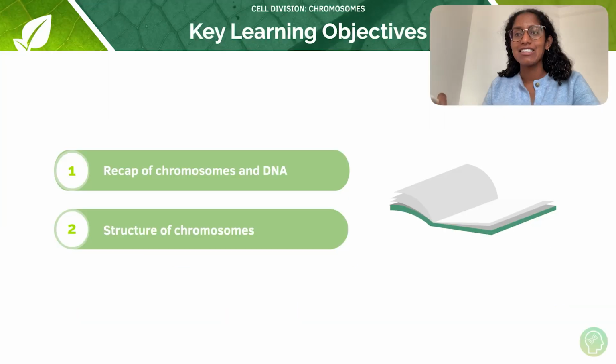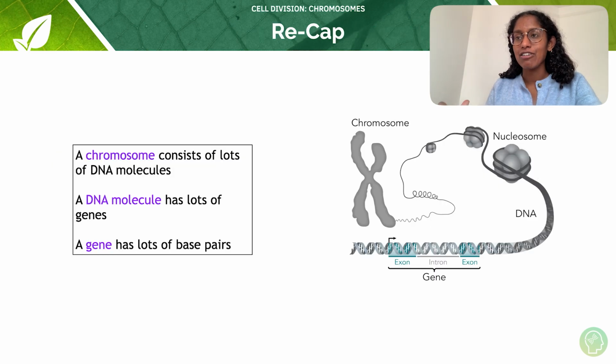Hello there and welcome to this Biology Mind A-Level tutorial on cell division, where we'll be having a look specifically at chromosomes. So our key learning objectives for today are number one, to have a recap of the definitions of chromosomes, genes and DNA. And number two, to have a look at the structure of chromosomes. So let's get cracking. So a chromosome consists of lots of DNA molecules.